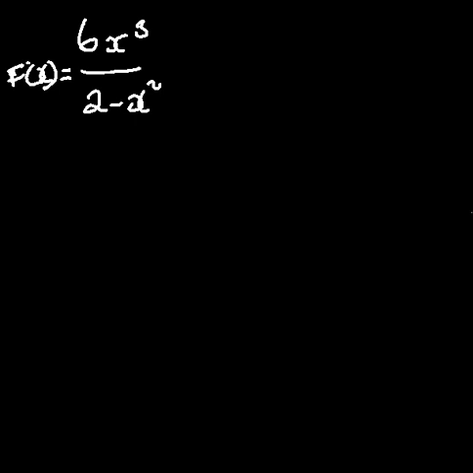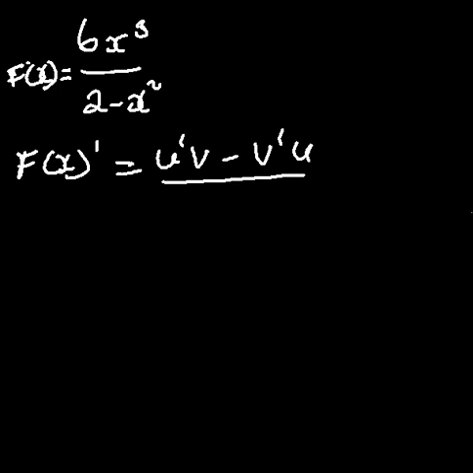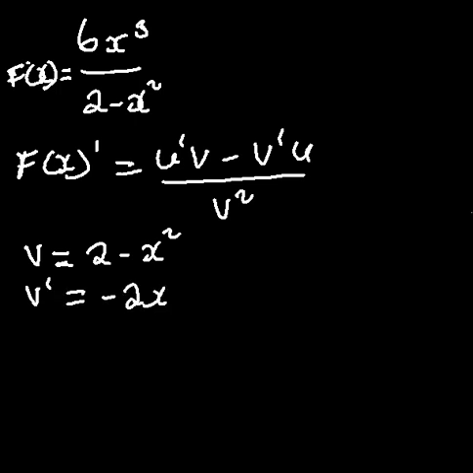So in this case we use the quotient law of differentiation, since we actually have a division of two segments. So we have f of x prime, that is the formula for the quotient law, that will be given as u prime v minus v prime u over v squared. So in this case the v basically has to be given as the denominator, so we have 2 minus x squared. And what is the v prime? We'll have it as negative 2x.